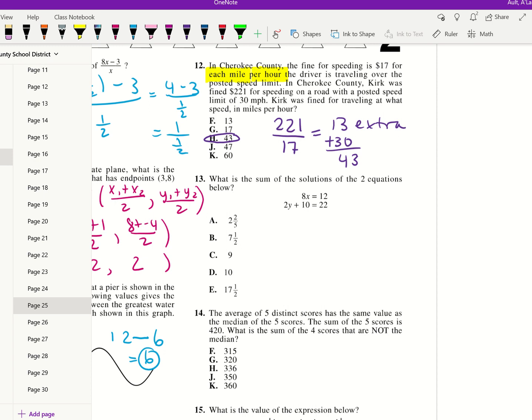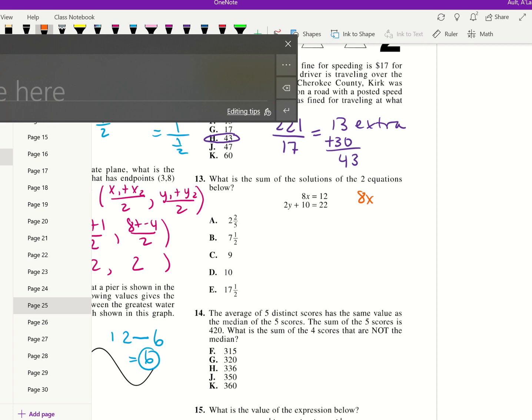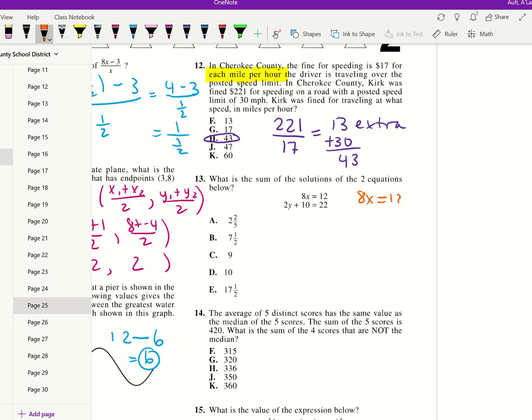Okay, number 13, we want to find the sum of the solutions. So in other words, what we want to do is find out what x equals, and then find out what y equals, and then add those two values together. So looking at the first equation, 8x is equal to 12. If I divide that, and you can certainly use a calculator at this point and convert this to a decimal, that's going to be 1.5. I'm going to also need to solve this second equation here for y, so I will do inverse operations, and I will cancel that 10 by subtracting 10 from both sides.